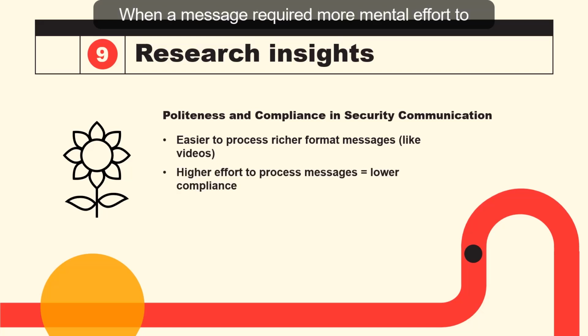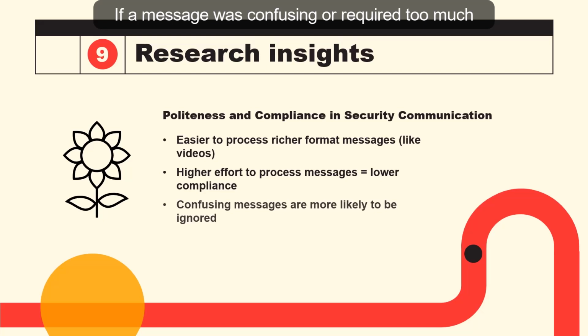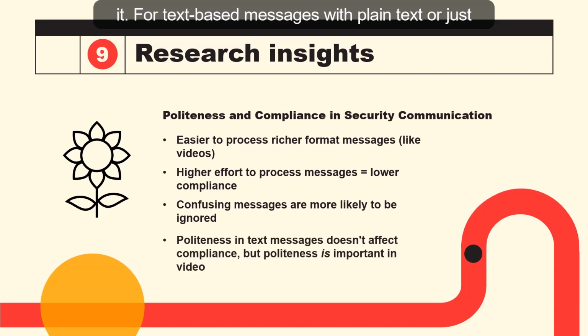When a message required more mental effort to process, people were less likely to follow the security instructions. If a message was confusing or required too much thinking, people were likely to ignore it. For text-based messages with plain text or just text with images, whether the message was polite or rude didn't really change how likely people were to comply. The way the message was worded didn't make much of a difference. People followed it or ignored it based on other factors.